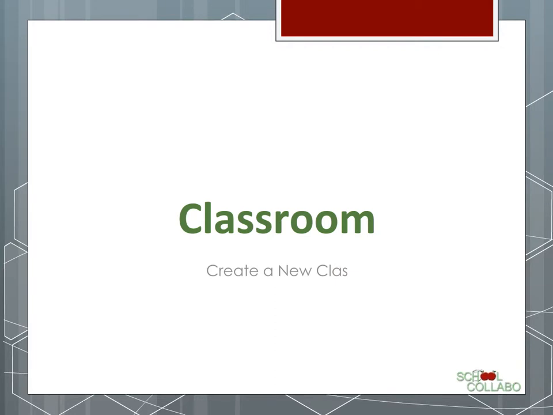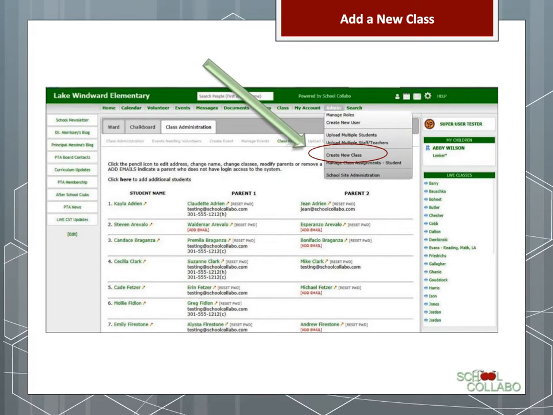Now that you've learned how to navigate through the class page and how to add a student to the class roster, let's see how we would go about creating a new class. Mouse over the Admin tab in the top navigation and click on Create New Class. If you do not see the Admin tab in your menu, please contact your site administrator so that you may get the proper permissions.